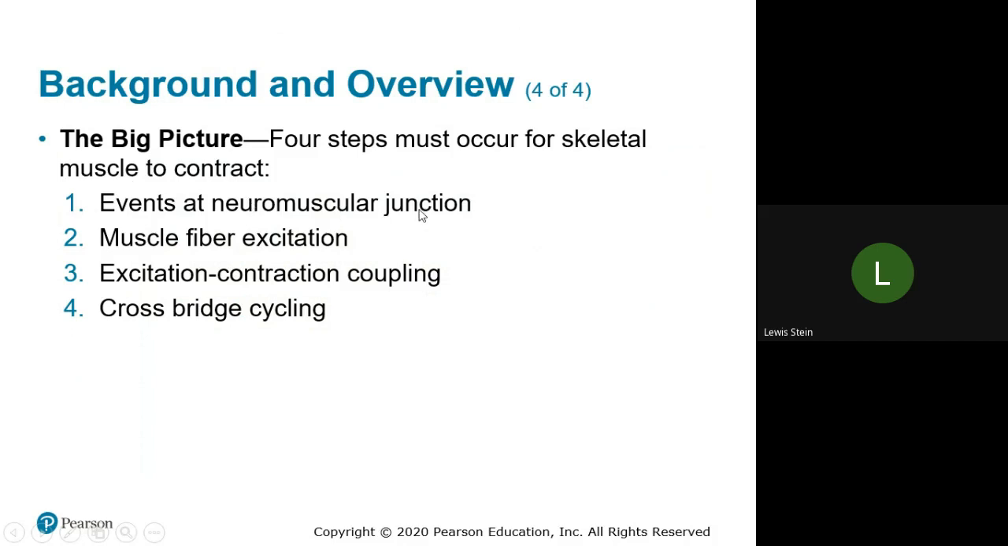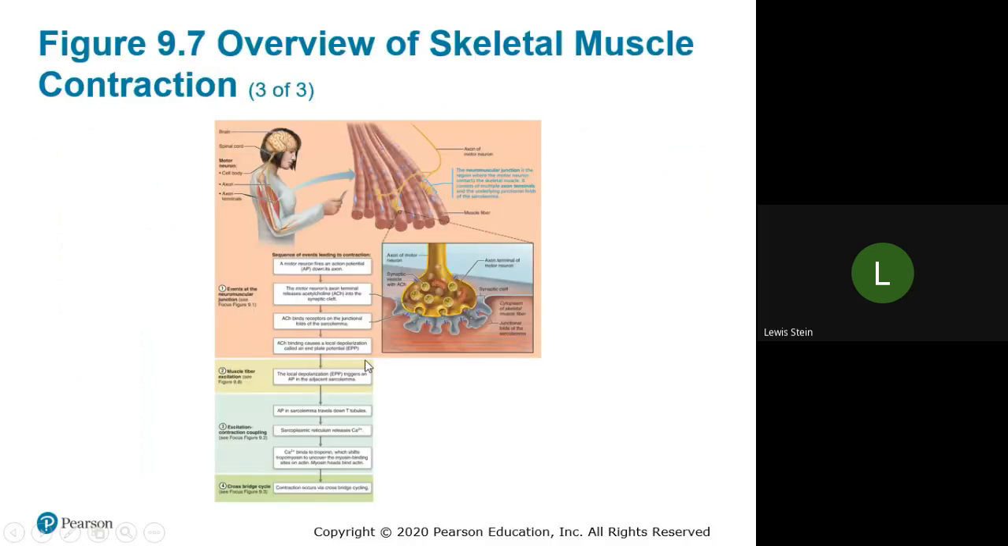The big picture. Neuromuscular junction, we'll talk about that. First, we have to have the initiation of the nerve impulse. Then excitation of the muscle, then excitation-contraction coupling, so these first two are coming together, then the cross bridge. As you can see, there's a lot of stuff going on here. That's the difficulty.